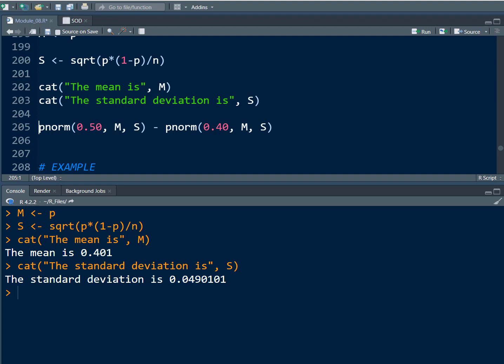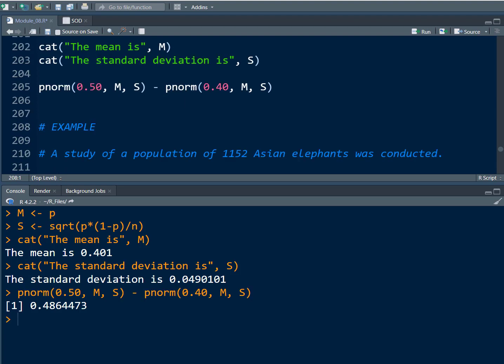Okay, so at this point we know that p hat is approximately normal, and we've determined the mean and standard deviation. The probability that the sample proportion is between 40% and 50% is pnorm(0.50, m, s) minus pnorm(0.40, m, s). We find it to be 0.4864.